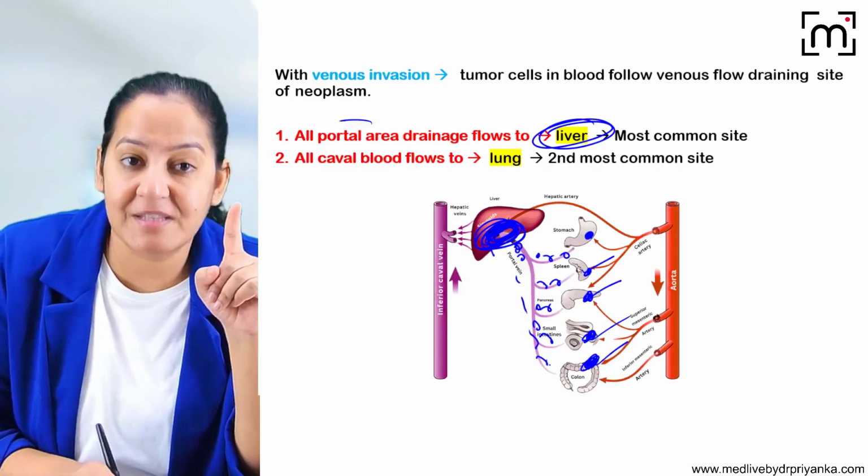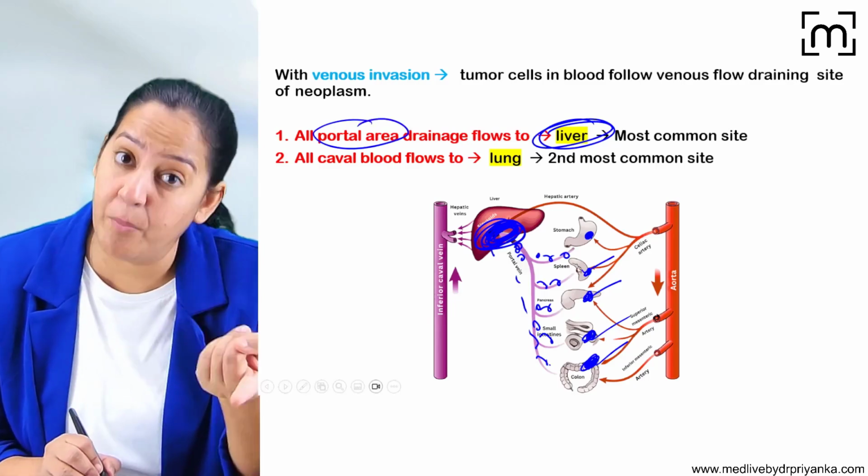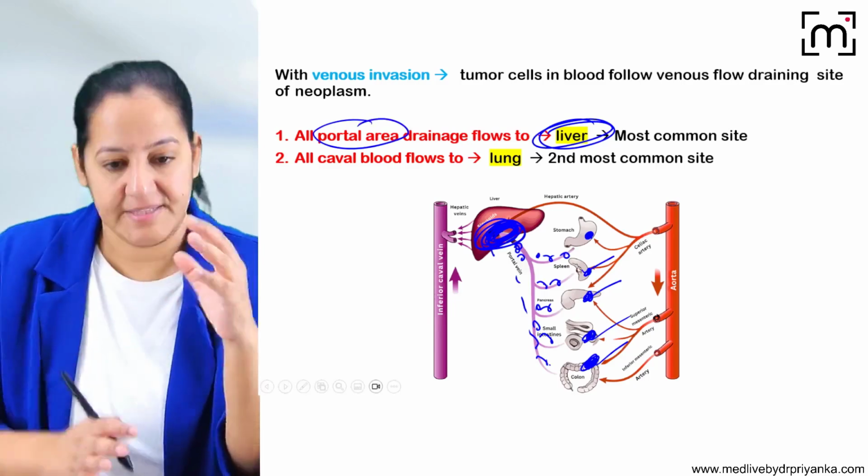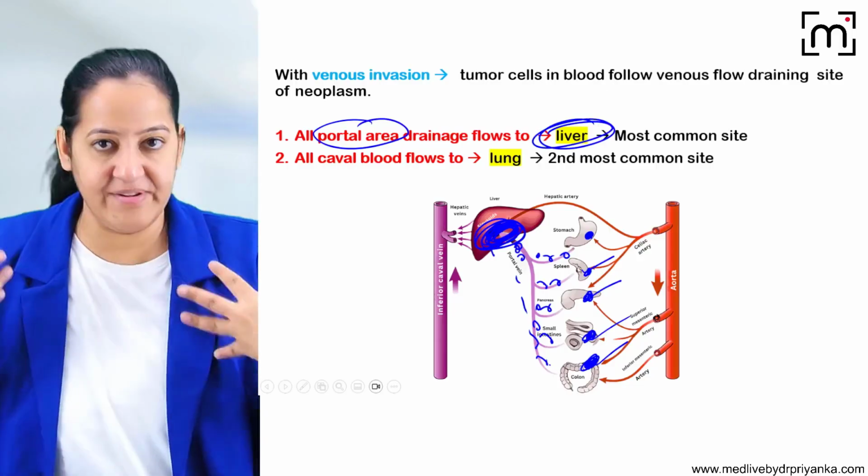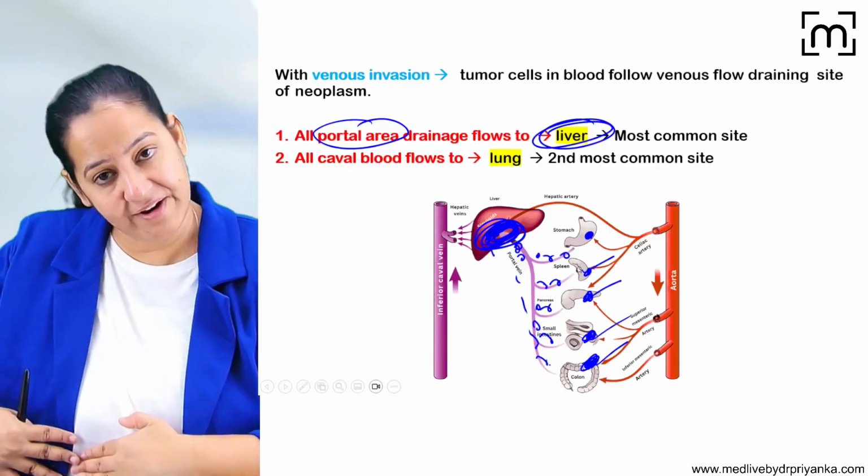So it is the reason. This is the portal drainage in the liver. That's why liver is the most common organ where secondaries are formed. Secondary can be formed anywhere in the body. Multiple secondaries can be formed. But the most common organ which is involved in secondary is liver.